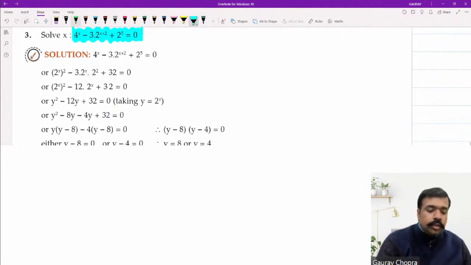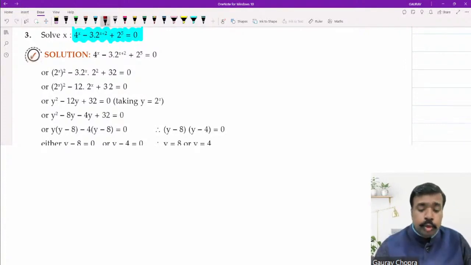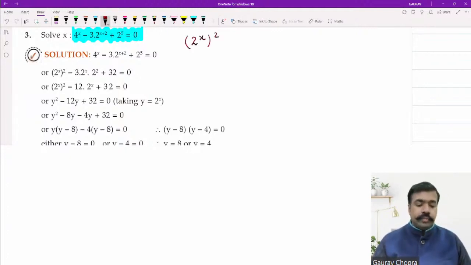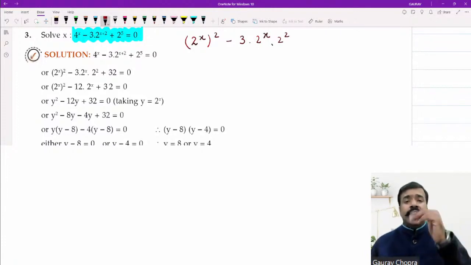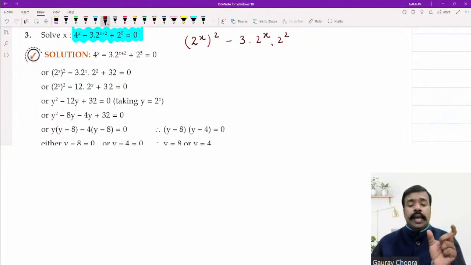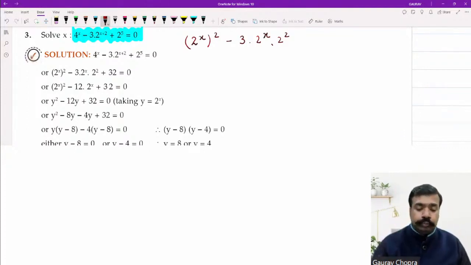So now we are solving this one. 4 to the power of x. Can we write this 4 to the power of x as 2 to the power of x whole squared? Yes, this can be written. Then minus, we have 2 to the power of x plus 2. Since there is a plus 2 also, we can separate them, because in the law of indices, we have discussed that 2 to the power of x plus 2 can be written as 2 to the power of x multiplied by 2 to the power of 2. And then plus, we can write 2 to the power of 5 as 32.